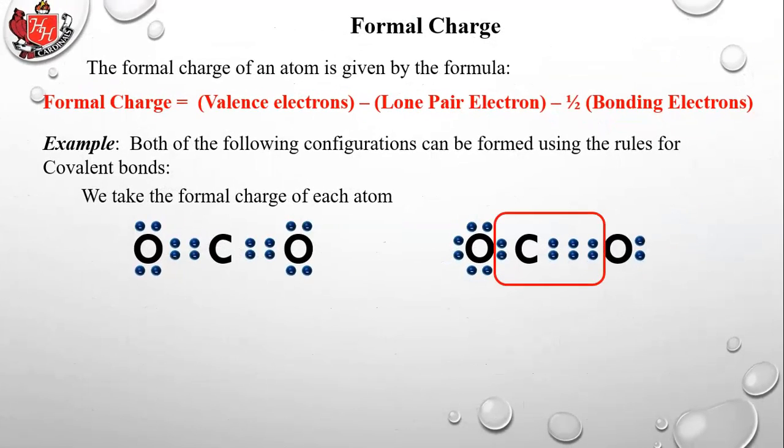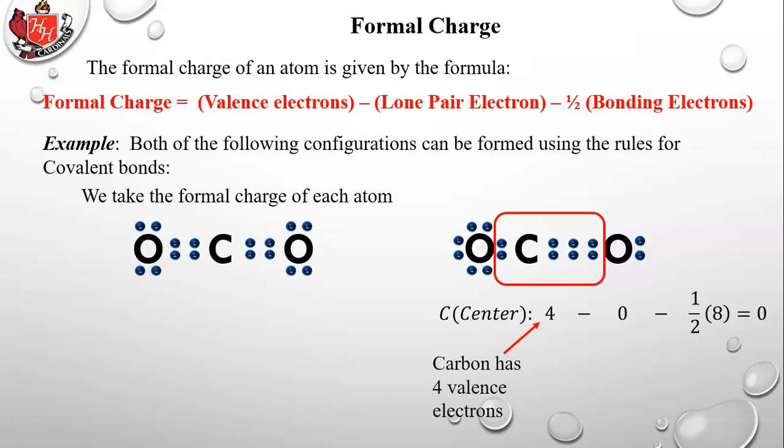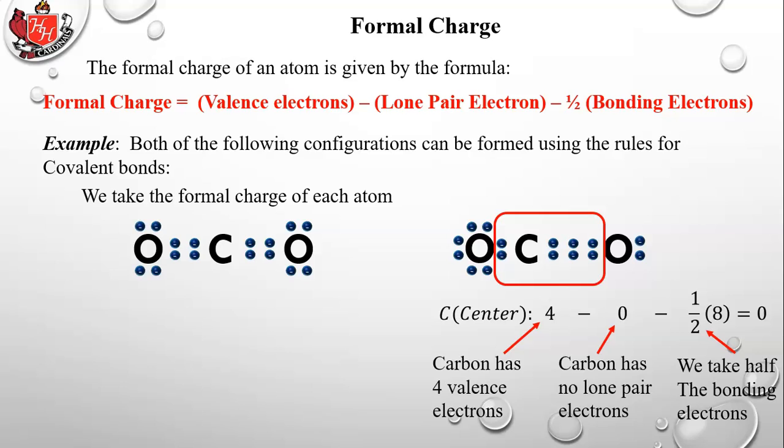Okay, let's look at the carbon. Carbon has 4 valence electrons in its natural state. You see that there are no lone pair electrons around that carbon, and there are 8 bonding electrons, so you take half of those and that equals 4. So 4 minus 0 minus 4 is 0. So notice that carbon is stable in either of those 2 molecules, the one with 4 electrons on each side, or the one with 2 on one side and 6 on the other. Either way, carbon is stable in either of those situations.